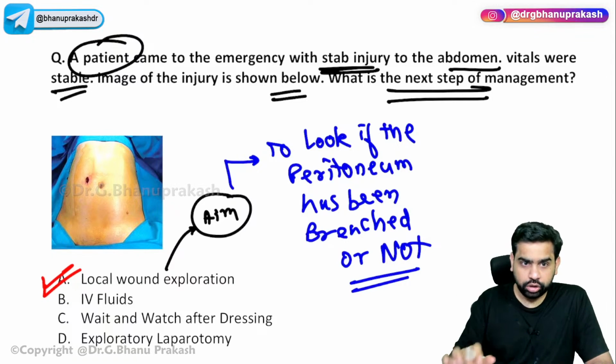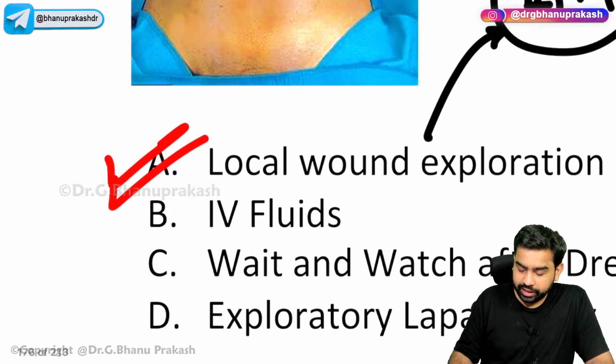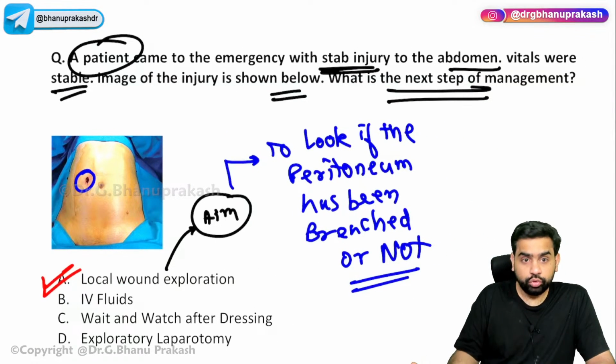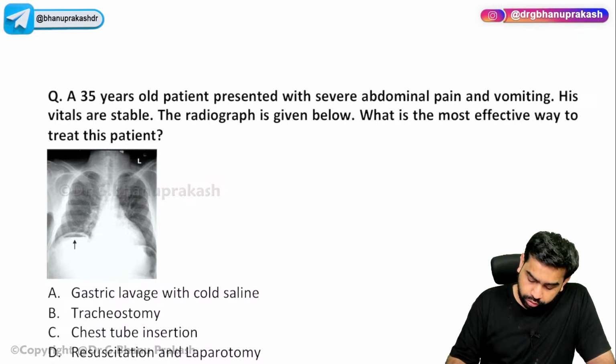So, coming back to this particular question, the patient is having an anterior abdominal stab wound. I hope you're able to appreciate this, and that is why what you have to do in these patients is a local wound exploration. Why? Because we want to see whether the peritoneum has been breached or not. Okay, I hope you have understood. Now let's talk about this particular question.